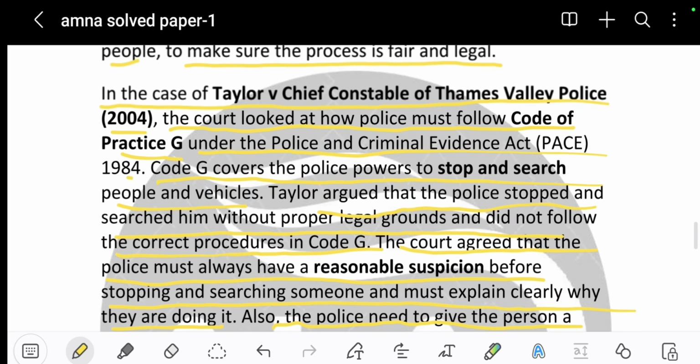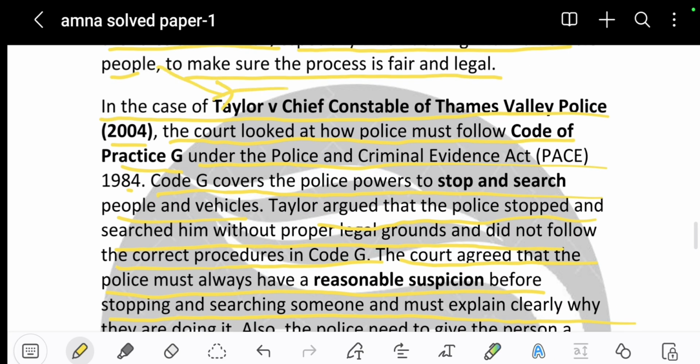So this whole case that was mentioned here, Taylor v Chief Constable of Thames Valley, basically what happened is there were a few people traveling in a car. Suddenly the police stopped them and told them that they were searching the car, and they did not mention any reasonable reason why they were searching.